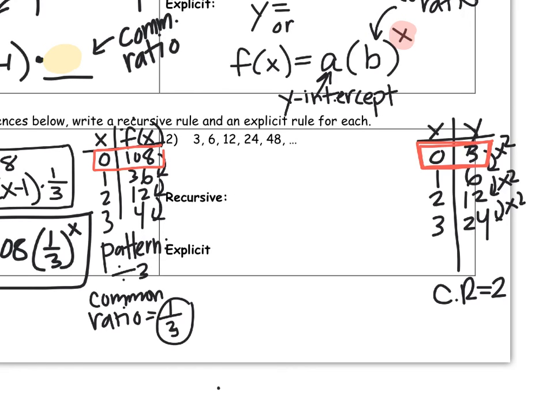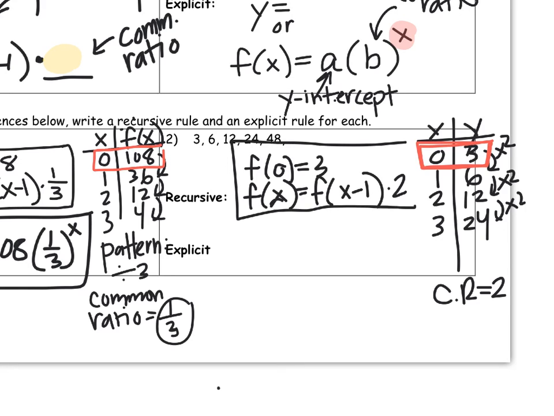So our recursive equation will do this. F of 0 equals 3. F of x equals f of x minus 1 times 2. That's my pattern. All right, for my explicit equation, I'll write f of x equals y-intercept comes first, common ratio goes in parentheses, exponent of x.